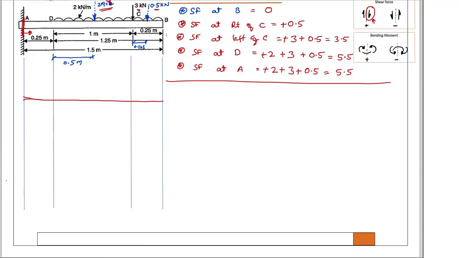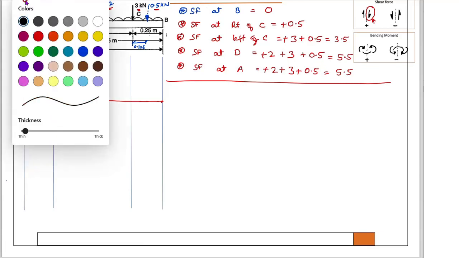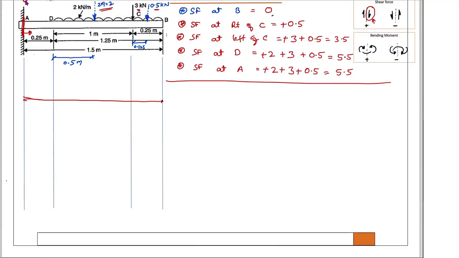Okay, now at this B point, at B point 0, 0. Now at C point 0.5 and 3.5. Very important, 0.5 and 3.5. 0.5 is here, 3.5 is here. Next at D point 5.5. This is 5.5. Okay. Then at A point again 5.5.